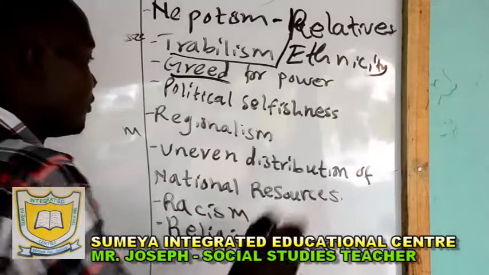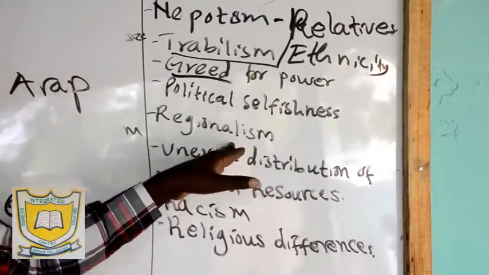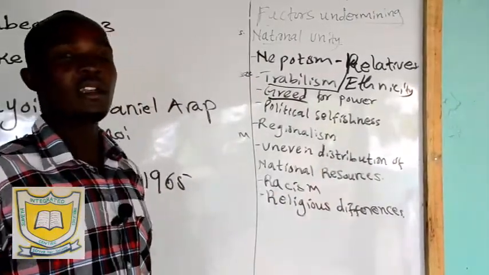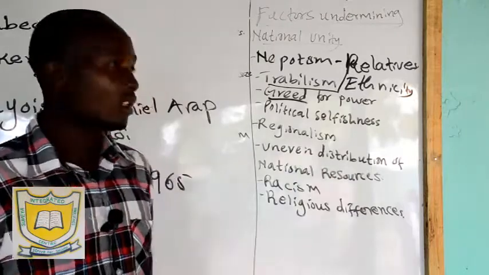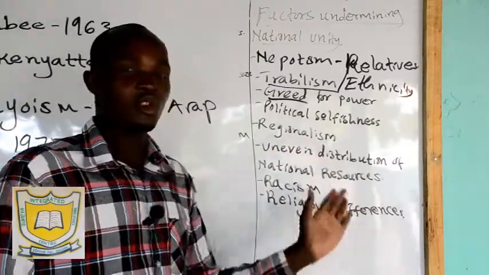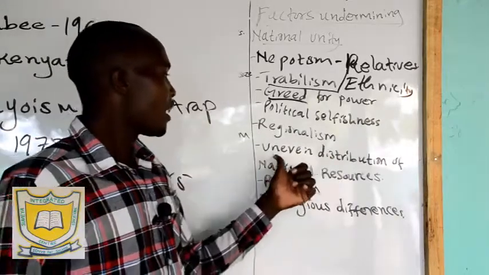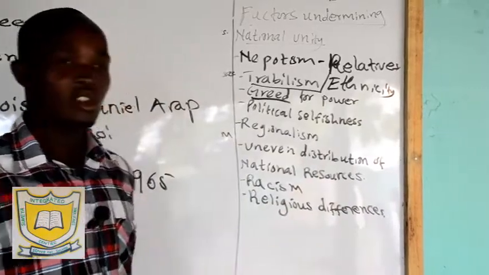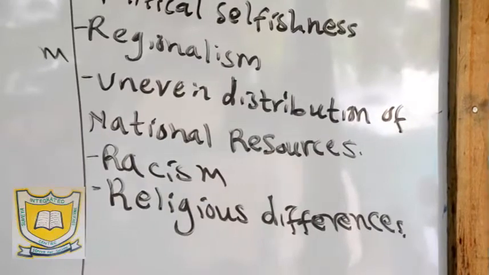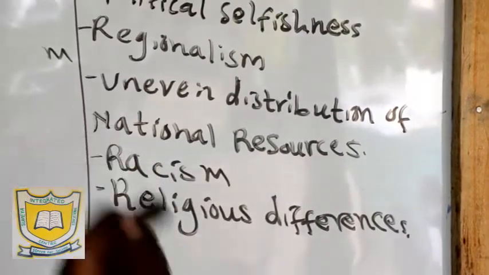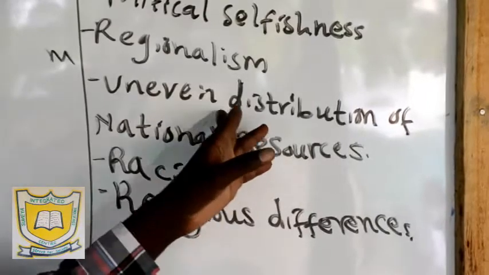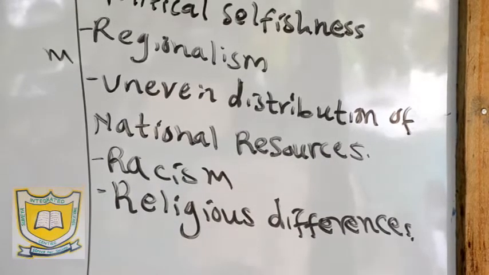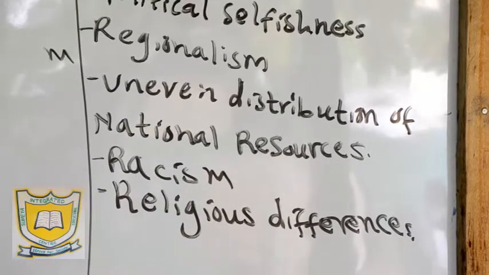Then we have regionalism. So some people think about their regions only, district, provinces, and so on. So this is what we call regionalism, from the word region. So if you think about only your region, then at the end of the day, it will be a problem, because you don't think about the people. It causes problem. And uneven distribution of national resources. So you have heard about the national budgeting for the counties and so on. If the government cannot distribute the national resources evenly, then the other areas which are discriminated, they can start fighting for their rights. So that one is another problem which may undermine peace.